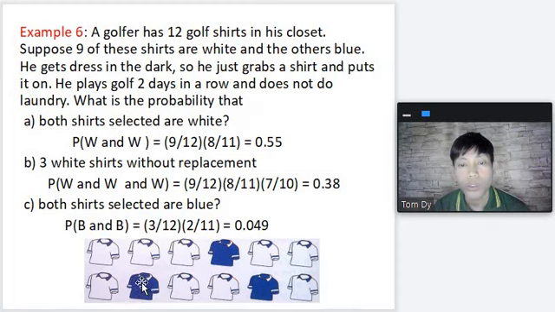Now, third, what is the probability that both shirts selected are blue? Remember, blue, we have here 1, 2, 3. So first selection is 3 over 12. For the second selection, since we already selected one shirt, there are 2 blue left. So 2 over 11. So the probability of blue and blue is equivalent to 0.049. Okay, so that is our example for joint probability.